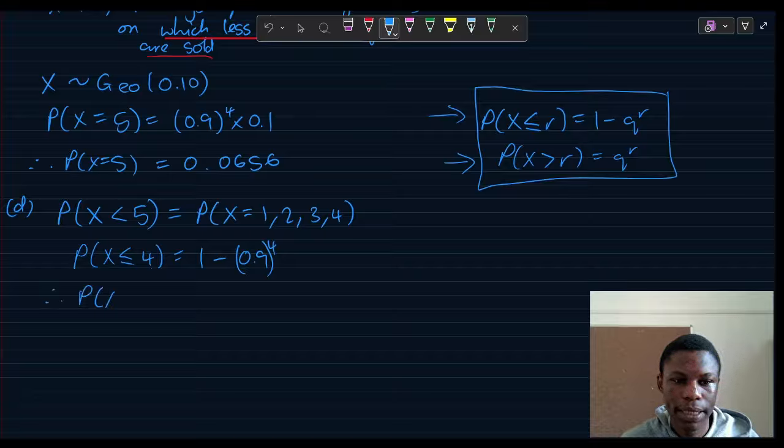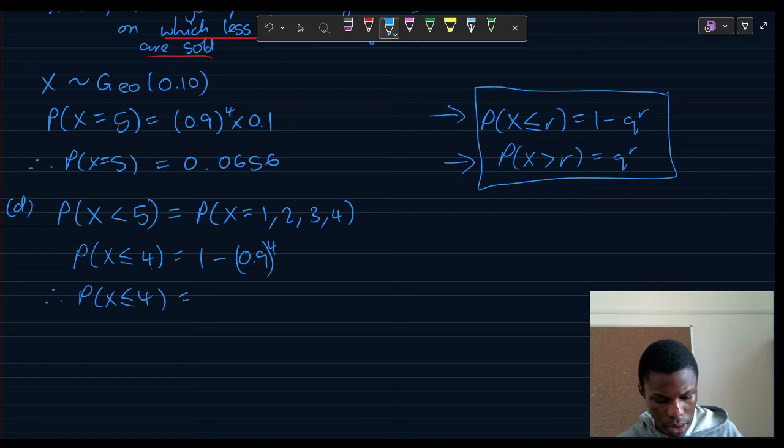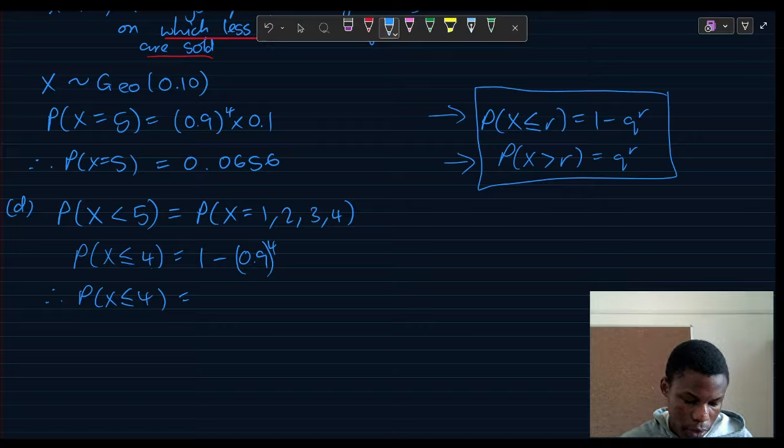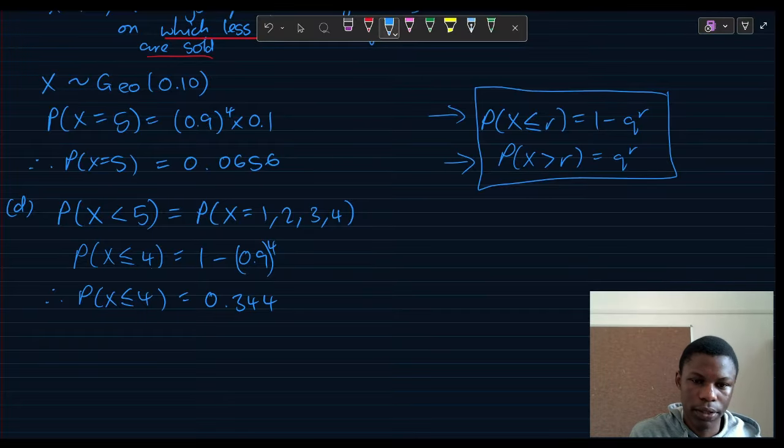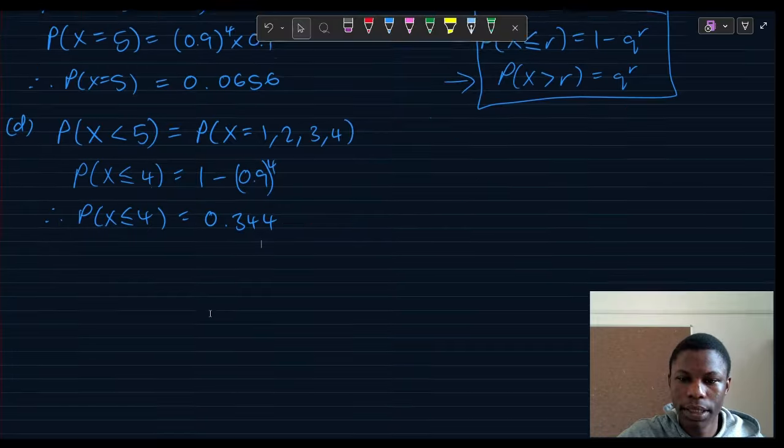So probability that x is less than or equal to 4 is equal to 1 minus 0.9 to the 4, which is 0.3442, to 3 significant figures. Question number 6.